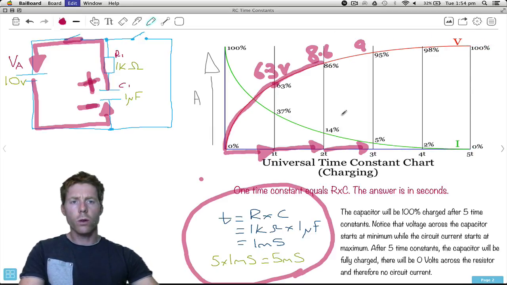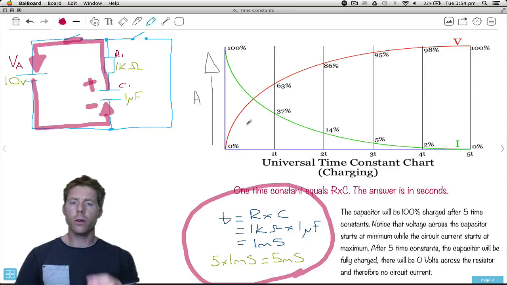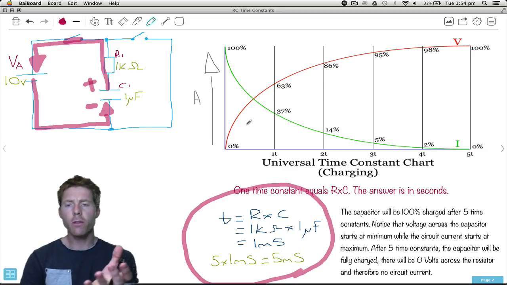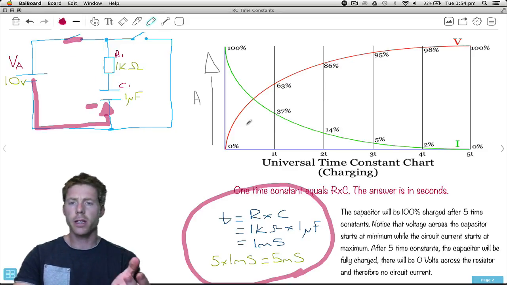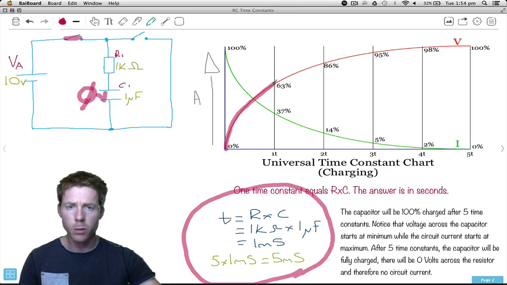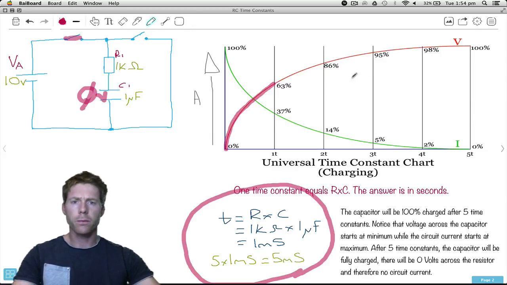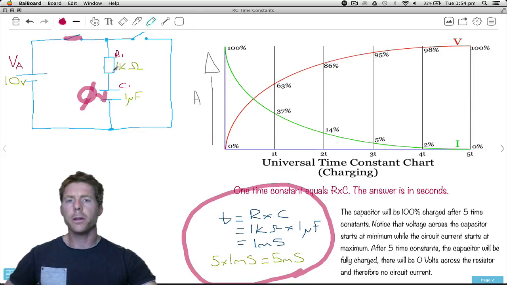Let me get rid of all of this now. Okay, so let's have a bit of a think. When we start off, this thing is 0 volts. It's completely discharged. When we first press that button to close the switch, why does it charge really quick to begin with and then slow down as time goes on? Why does that happen? Well, let's have a think about it.